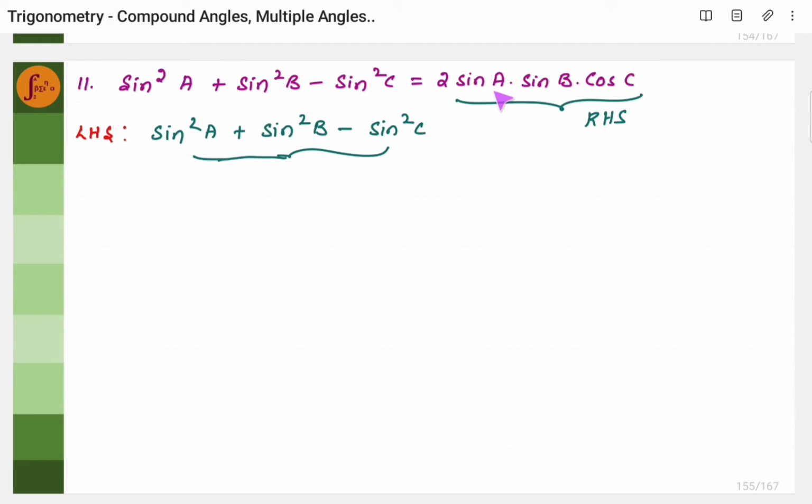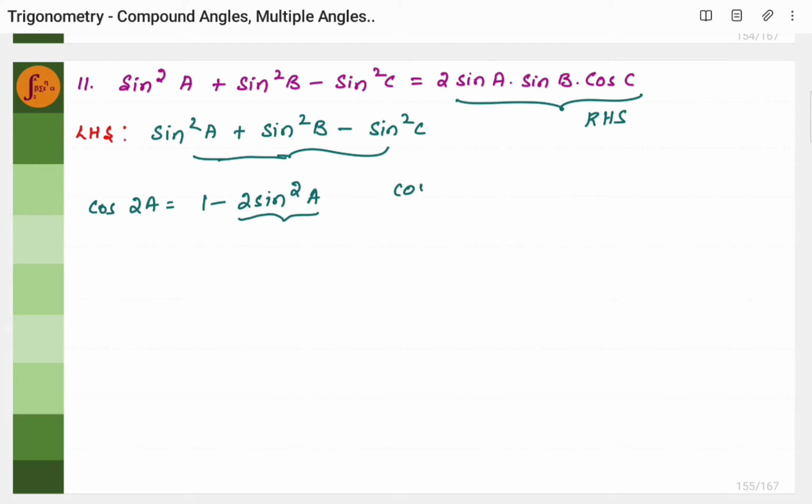Now, if you see the RHS, there is no square anywhere. So the clue is we'll have to eliminate square. How do we eliminate square? We'll have to use the cos 2A formula. Cos 2A is 1 − 2 sin²A. There are three formulas for cos 2A, right? We'll go with the sine square based formula because we have sine here. So we'll have to use the sine based formula.